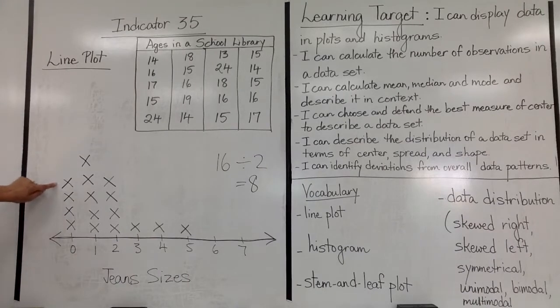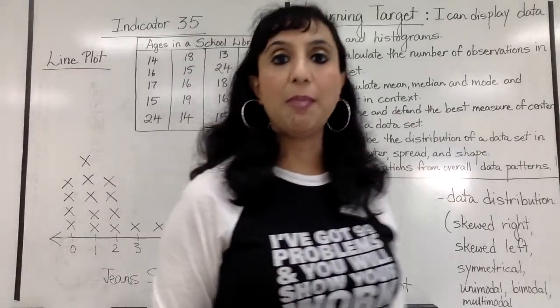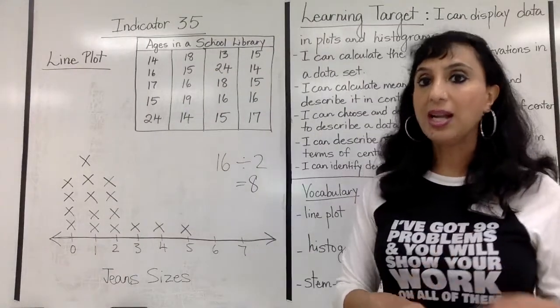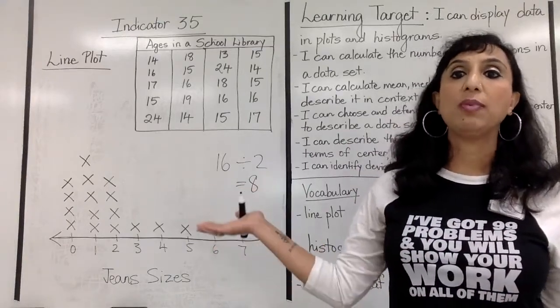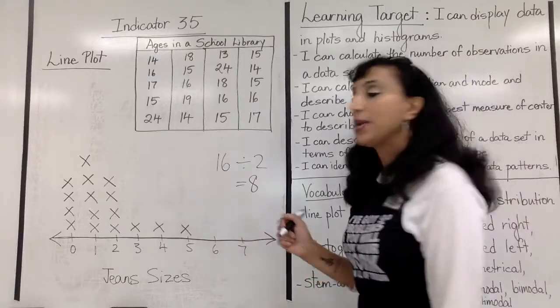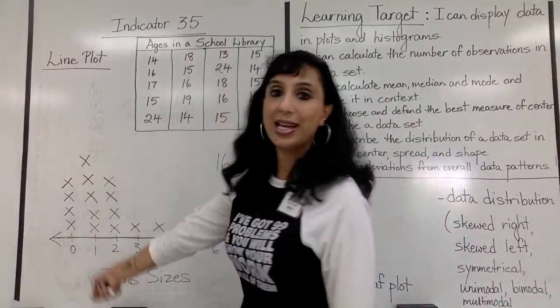So 1, 2, 3, 4, 5, 6, 7, 8. So the median is falling in size 1. Because if I have 8 here, I'm going to have 1, 2, 3, 4, 5, 6, 7, 8 here also. Okay, and since it is 16, we know it's an even number, so we are going to have 2 numbers in the middle, which in this case is 8 and 8, which is going to become 8 anyways. All right, so we know that the median is going to fall under size 1.